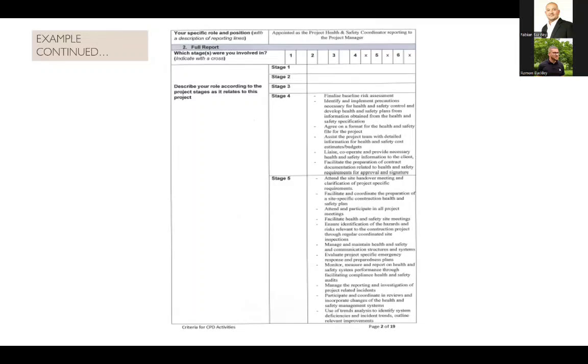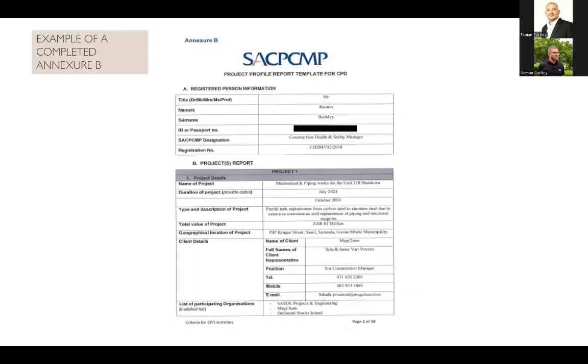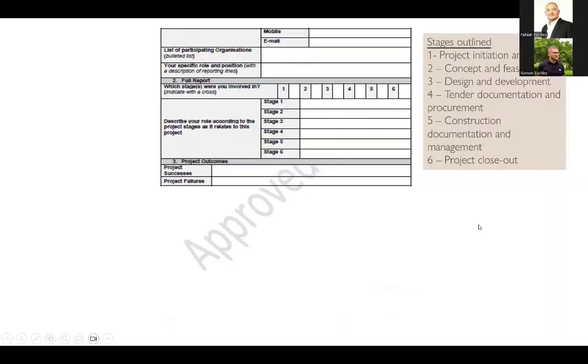So I'm going to go back to this point here. On your right-hand side, I've indicated the stages outlined. So stage 1 is your project initiation and briefing. Your stage 2 is your concept and feasibility. Your stage 3 is the design and development, right? Your stage 4 is your tender documentation and procurement.